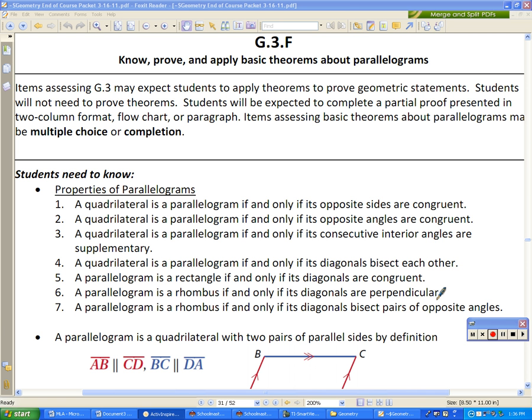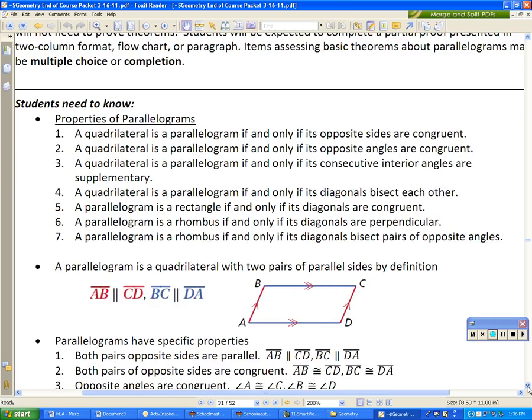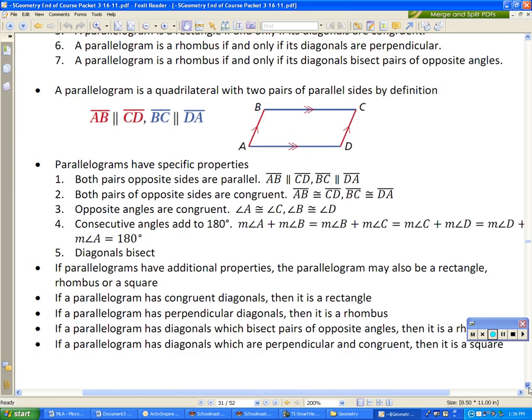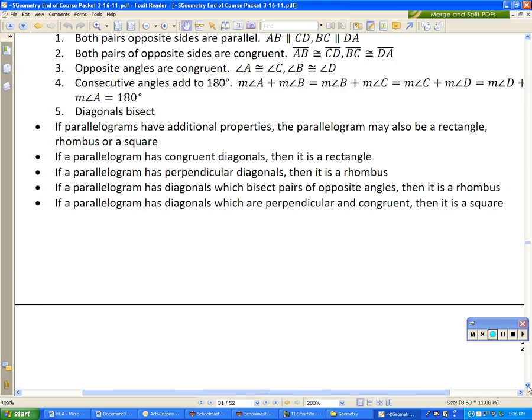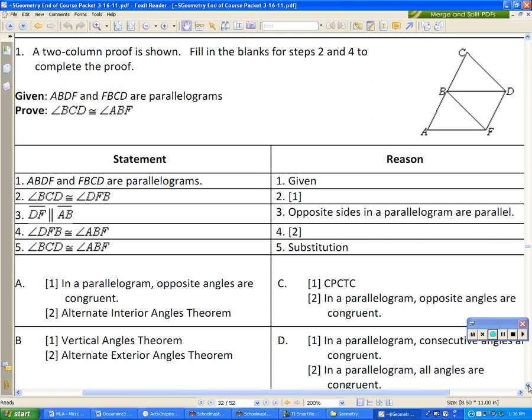And then it's also a rhombus if the diagonals bisect the angles. Okay? So lots and lots of information there that's fun about parallelograms. And that's just the same thing rewritten again. So let's see if we can do some problems. Oh, good, a proof.